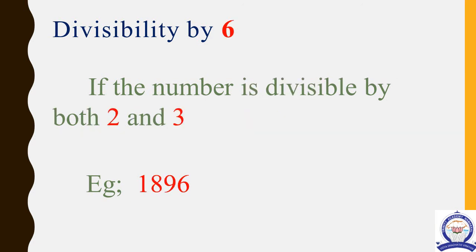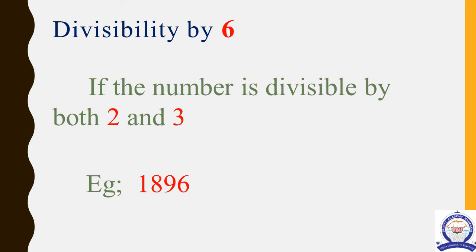Divisibility by 6. If the number is divisible by both 2 and 3. So divisibility by 6 should satisfy both the rule of 2 and 3. For example, 1896. See the last digit 6. So it is divisible by 2.